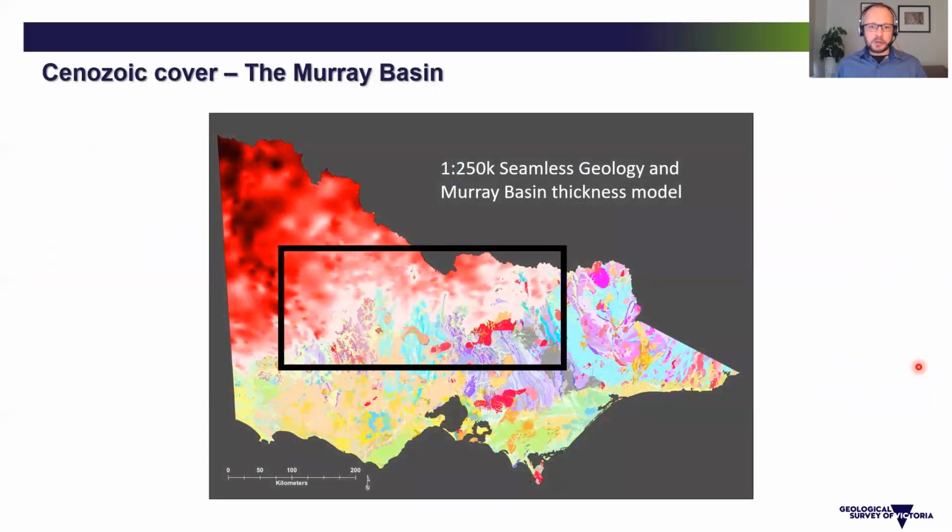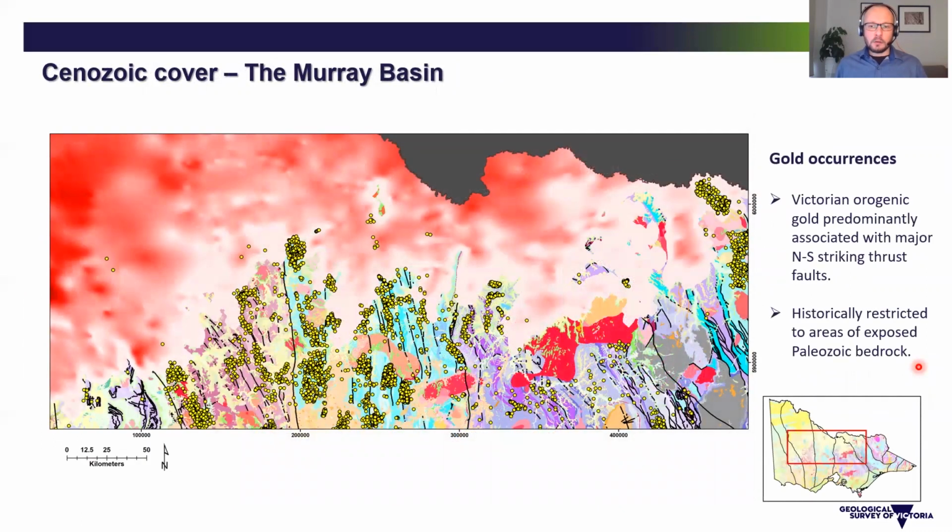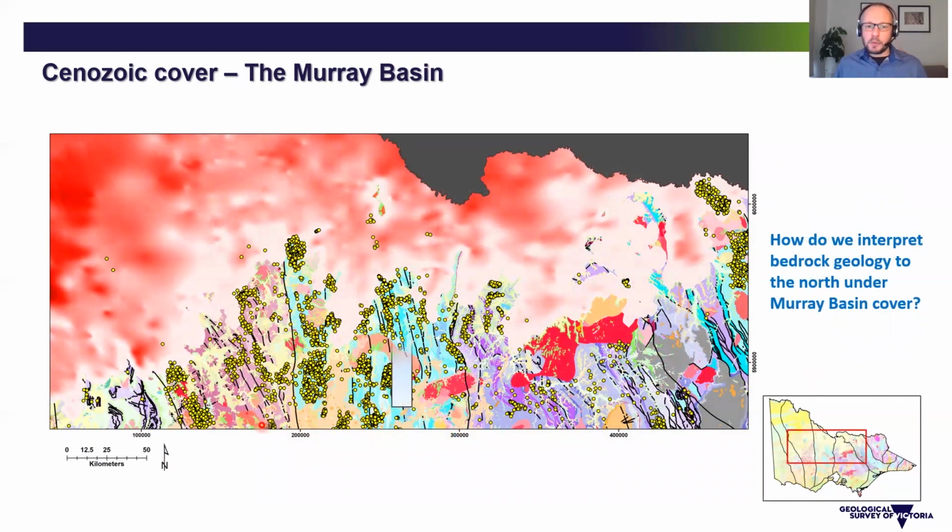So zooming into this area in the northern and central Victoria region, we can see our mapping in the blues and purples with the major north-south trending structural faults and all the gold occurrences. And as you'd expect, they're limited by the outcrop of the Paleozoic basement. So stopping at the Murray pretty much, apart from a few. So how do we extend that interpretation and that knowledge undercover to the north?